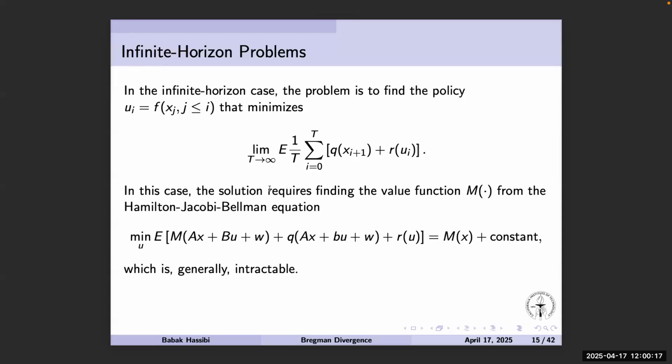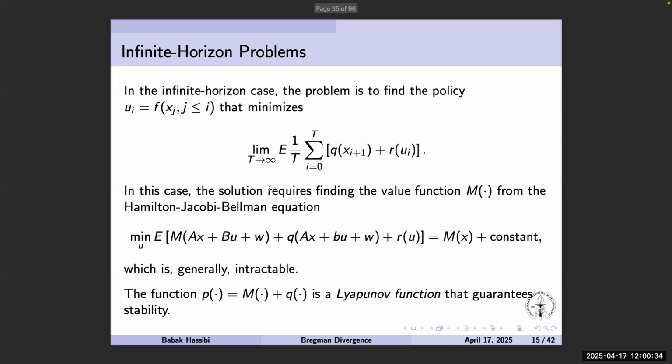It's well known there's something called the Hamilton-Jacobi-Bellman equation that solves this. But again, I can write it down, but I don't know how to solve it because I have an expectation that I have to do over W, and somehow I have to find an M that solves this. It's not tractable. Okay. You can get a Lyapunov function out of this.